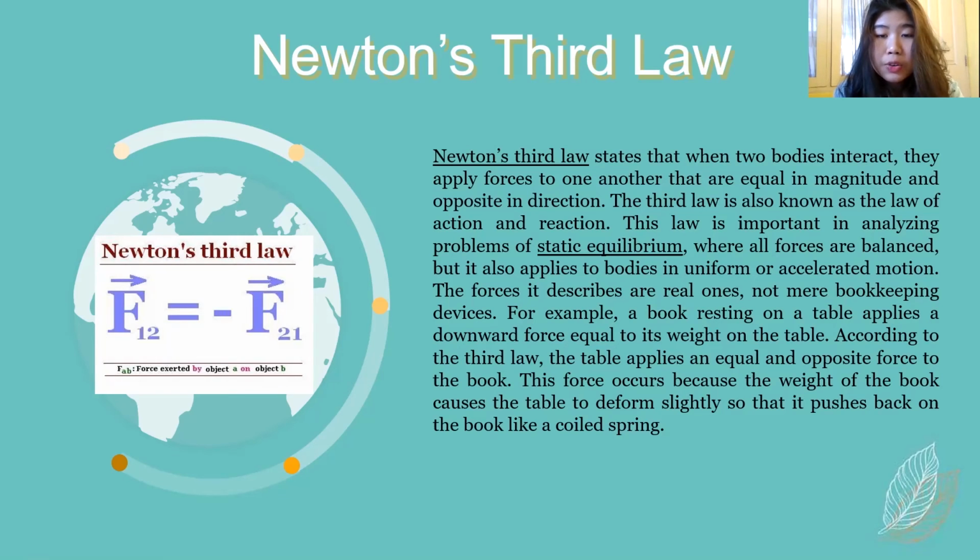The forces are described as real ones, not mere bookkeeping devices. For example, a book resting on a table applies a downward force equal to its weight on the table. According to the third law, the table applies an equal and opposite force to the book. The force occurs because the weight of the book causes the table to deform slightly, so there is a pushback on the book like a coiled spring.